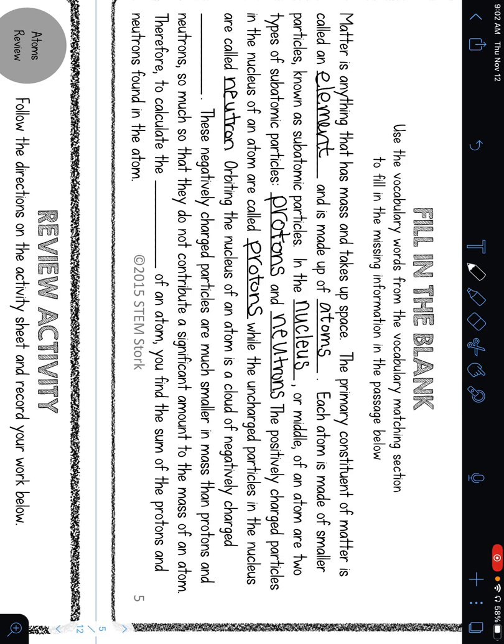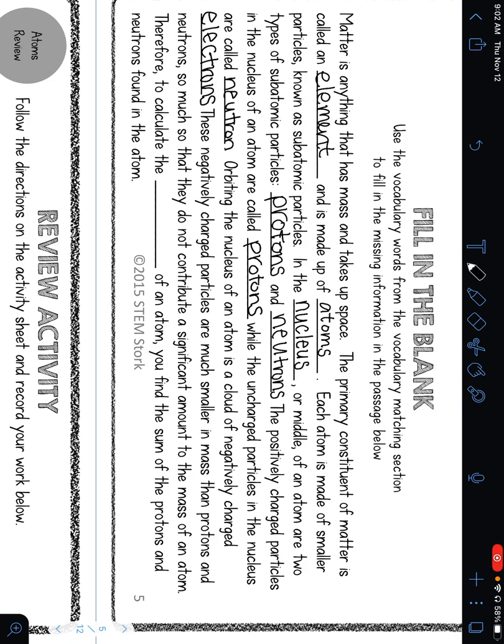They're uncharged. Orbiting the nucleus of an atom is a cloud of negatively charged particles. What's the negatively charged one? Do you guys remember? Right, electrons. Electrons are the negatively charged ones. These negatively charged particles are much smaller in mass than protons and neutrons, so much so that they do not contribute a significant amount to the mass of an atom.